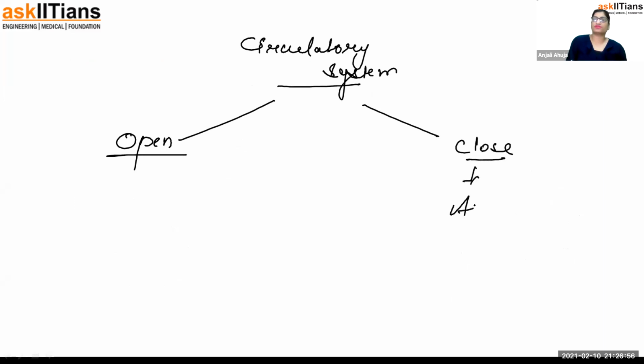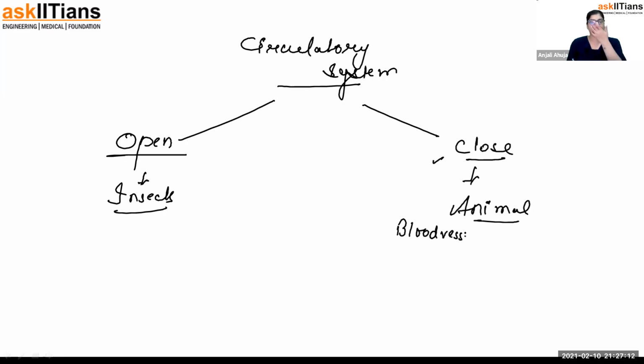We animals have a closed circulatory system. The open circulatory system is present in many of the insects that belong to the arthropoda category and many other categories. Now, the difference is that in the closed circulatory system, proper blood vessels are present, but in the open system, this thing is comparatively absent.